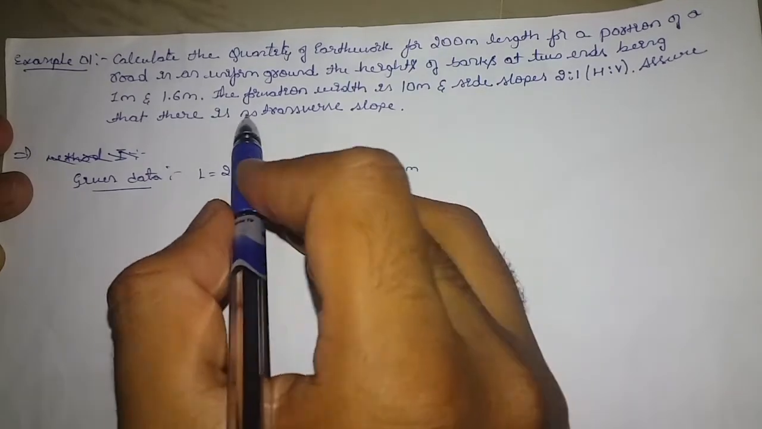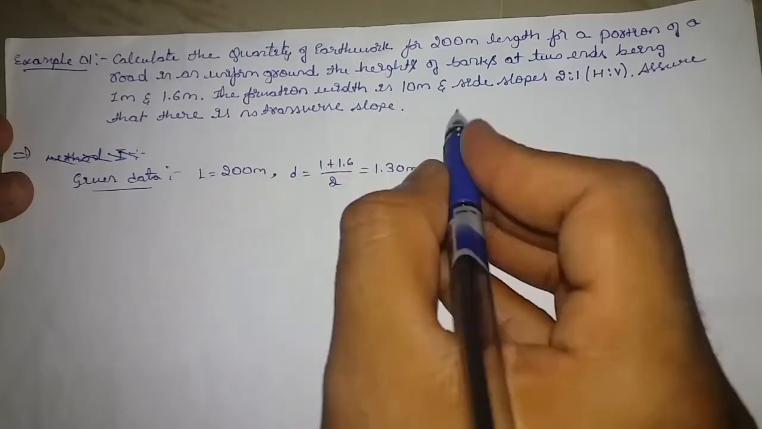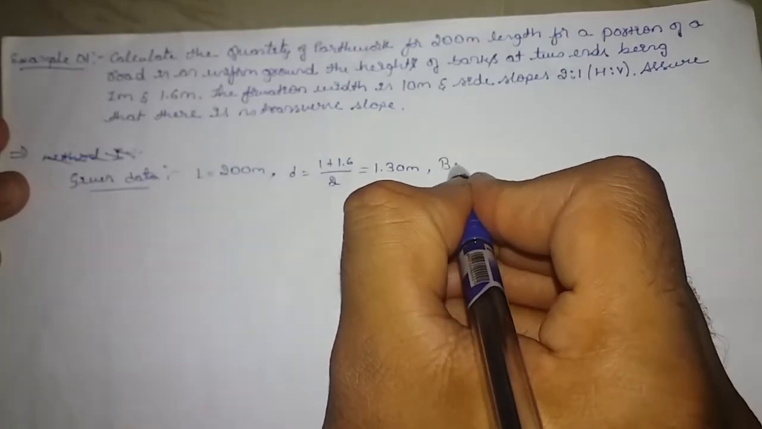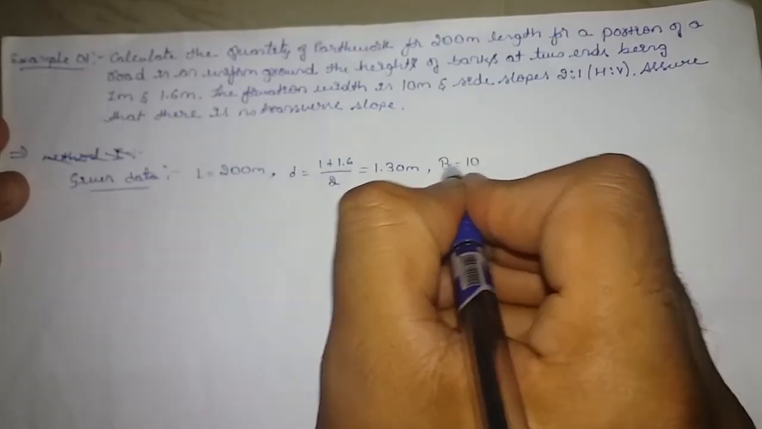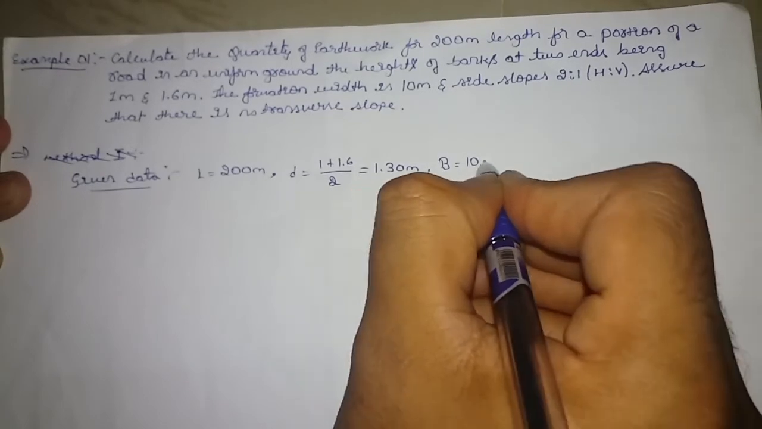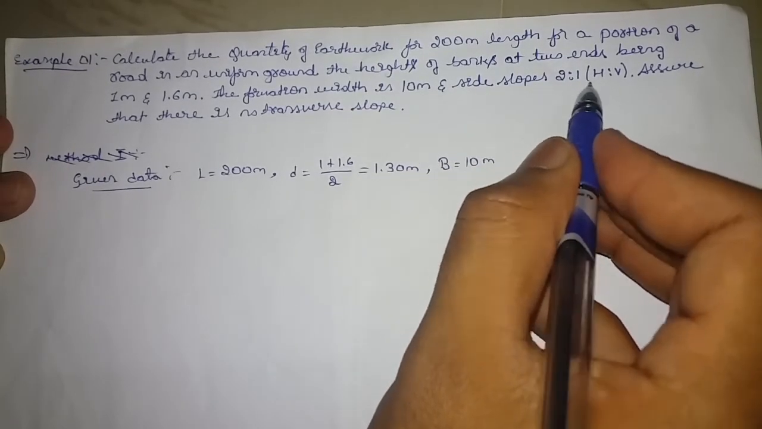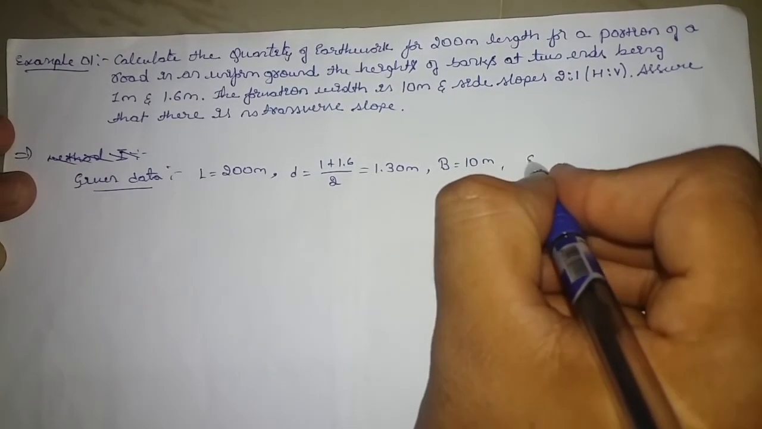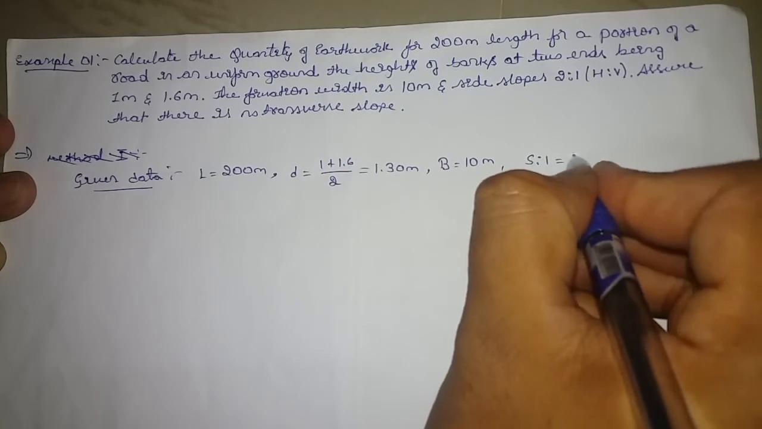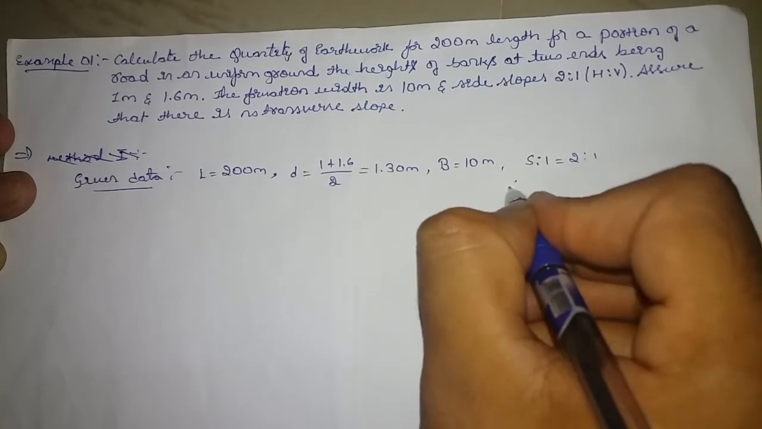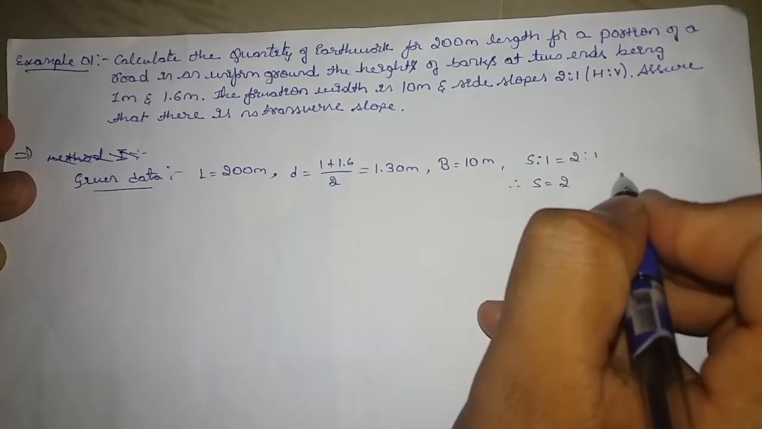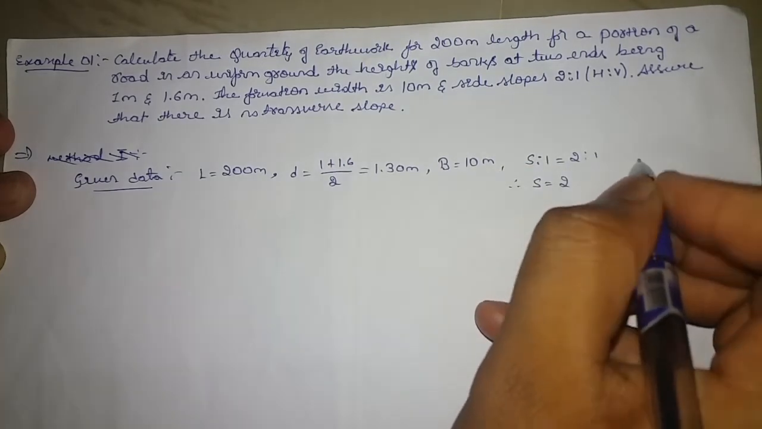as the depth, or height. Next, the formation width is 10 meters. Formation width is capital B, so B is equal to 10 meter, given in the question. And the side slope is 2:1, that is S to 1, equal to 2:1. Therefore S is equal to 2. These are the given data.